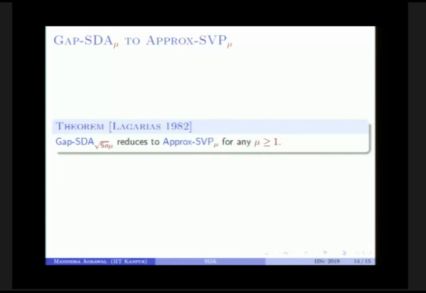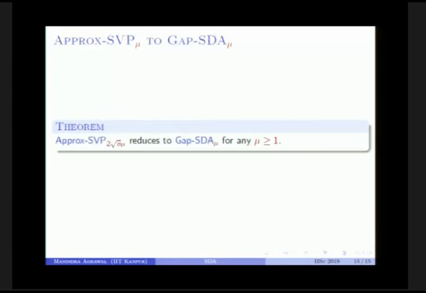Now, since we know through the LLL algorithm that for mu equals 2^(n/2) we can solve it, you can plug in mu equals 2^(n/2) and you get an efficient solution for the gap version. Now, this connection has been known since 1982. My contribution to this whole story is the other direction of this connection, that the approximate version of the shortest vector problem with a multiplier of 2 square root n times mu reduces to the gap version of simultaneous Diophantine approximation with a multiplication factor of mu. So essentially both the problems reduce to each other.